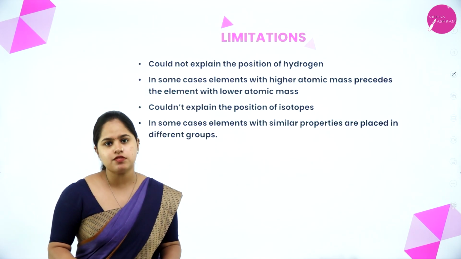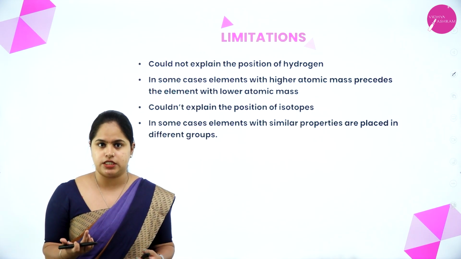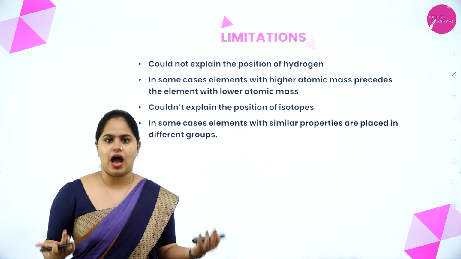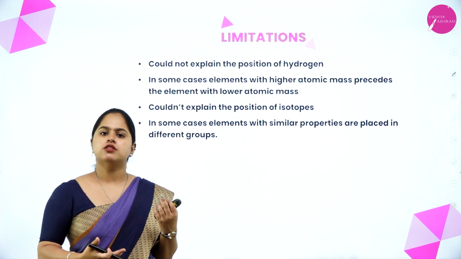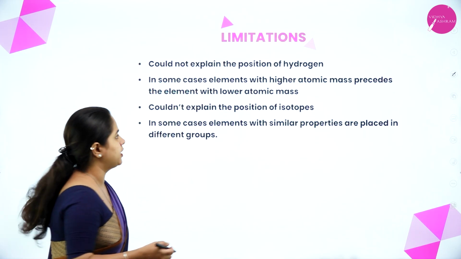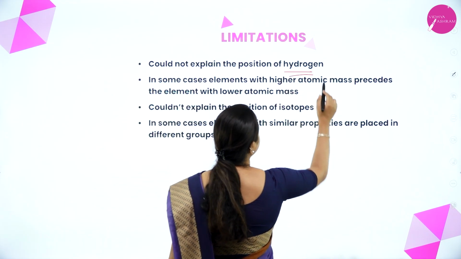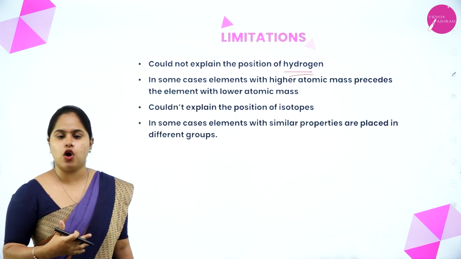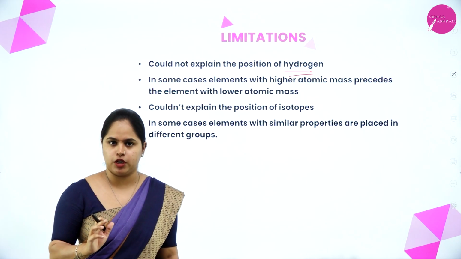Now, even Mendeleev's periodic table had its own limitations. This is not the finally accepted form of classification. So what were the limitations? It could not explain the position of hydrogen. Where exactly hydrogen should be positioned could not be explained by Mendeleev's periodic table.